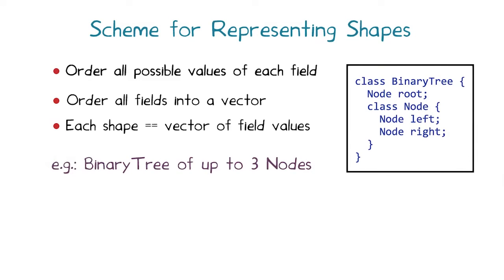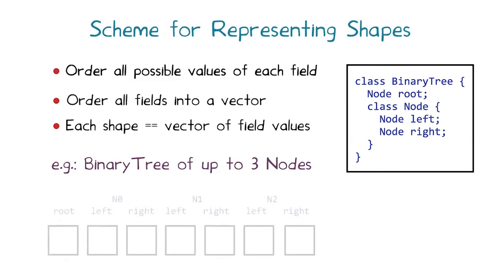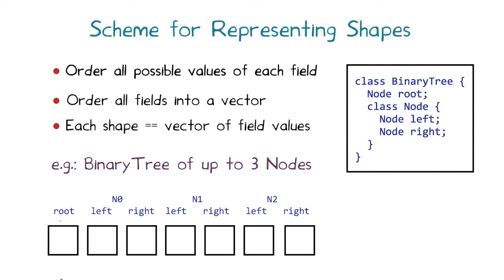Suppose we wish to generate all possible binary trees of up to 3 nodes. Let's give unique identifiers n0, n1, and n2 to the 3 nodes. Then the vector of fields contains 7 elements, a field for the root of the tree and a field for the left and right child of each of the 3 nodes. Each of the boxes can contain either a null or n0 or n1 or n2. Each possible assignment of these values results in a different input shape to test.